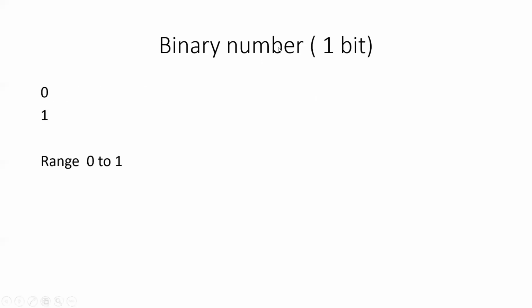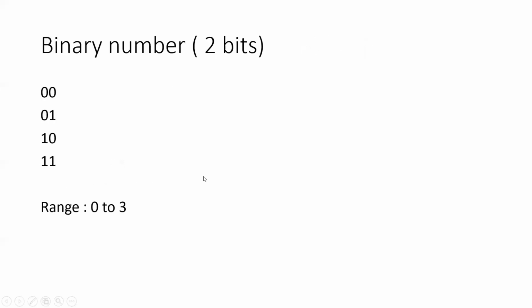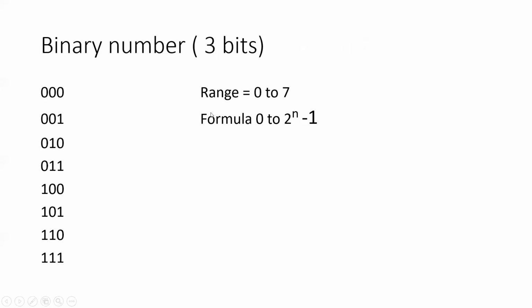But the computer understands only binary numbers, that is 0 and 1. Now assume that we have only one bit. Using one bit, we can store only two pieces of information: the first one is 0 and the second one is 1. So the range here is 0 to 1. Now assume that we take two bits together. Using two bits, we can make four different combinations: 00, 01, 10, and 11, which are 0, 1, 2, and 3. So the range here is 0 to 3. Now let us take three bits together.